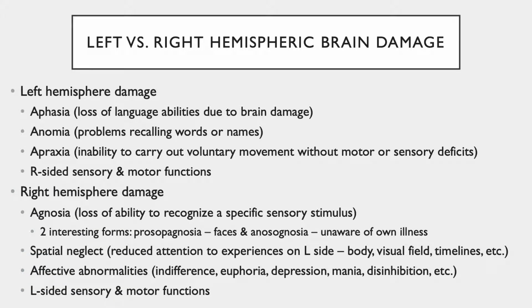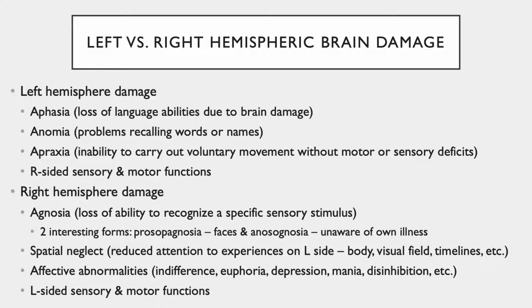Now that you know a little bit about the functions of the right hemisphere and the left hemisphere of the brain, let's talk about what happens when there's damage to the right or the left hemisphere. Left hemispheric damage can cause a variety of different difficulties depending on the exact area of the damage within the left hemisphere. One of these outcomes is a condition known as aphasia, which is a loss of language abilities that occurs due to brain damage. Anomia is specifically problems recalling words or names.